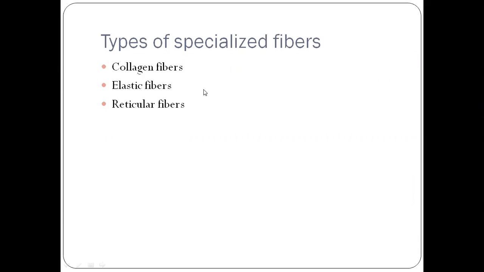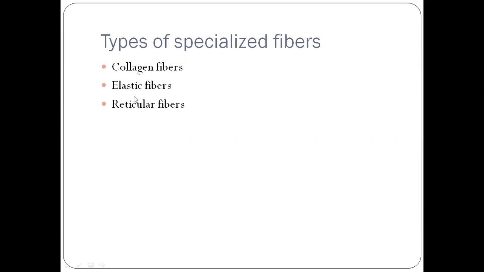Elastic fibers, so the second one, are made of a protein called elastin. This fiber can stretch to one and a half times its length and return to its original size and shape. So this is an elastic fiber. It can get longer or get smaller, and this provides flexibility to the tissues.